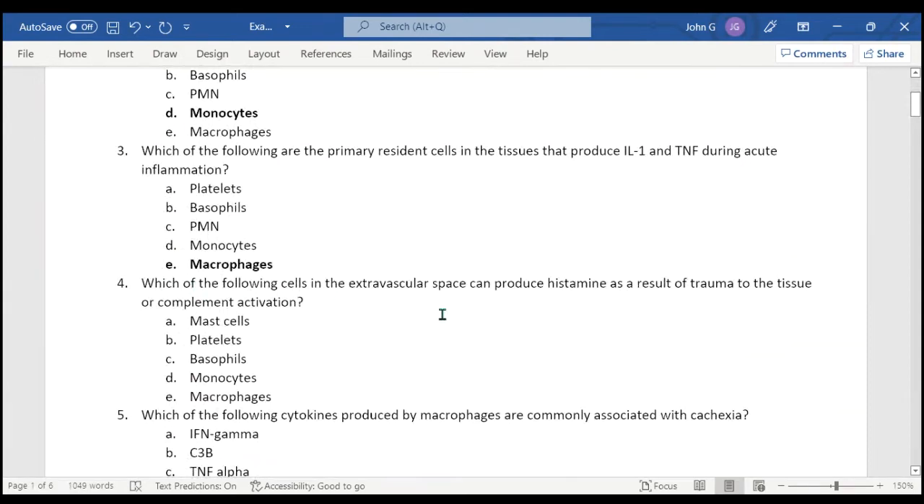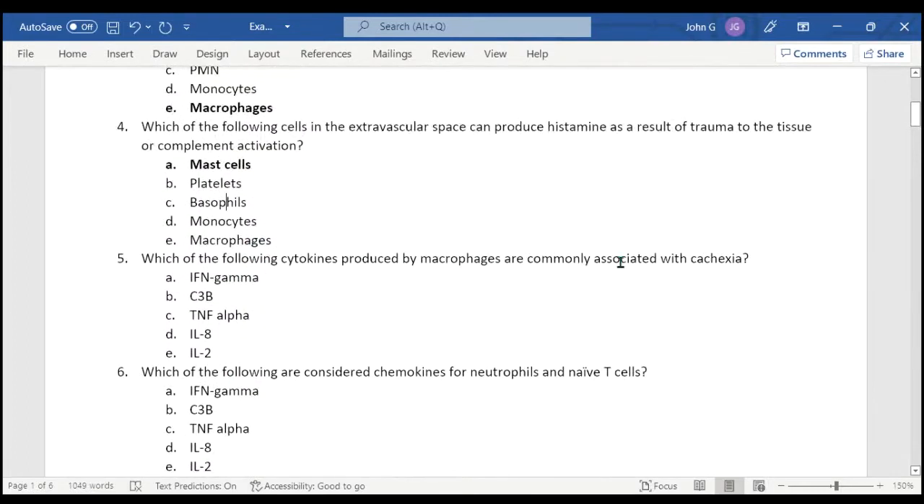Which of the following cells in the extravascular space can produce histamine as a result of trauma to the tissue or complement activation? So histamine, extravascular space, must be a mast cell, right? Basophils can also make histamine, but they're in the blood. They're not in the tissue.